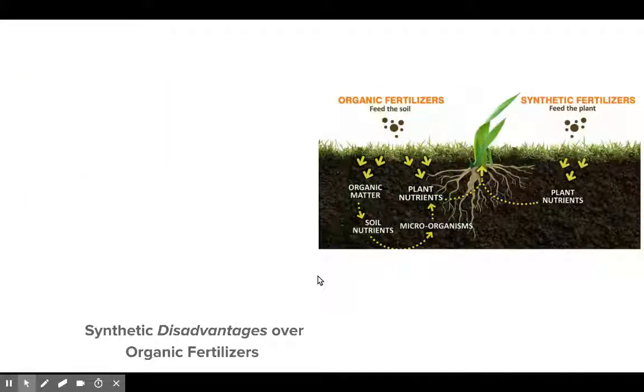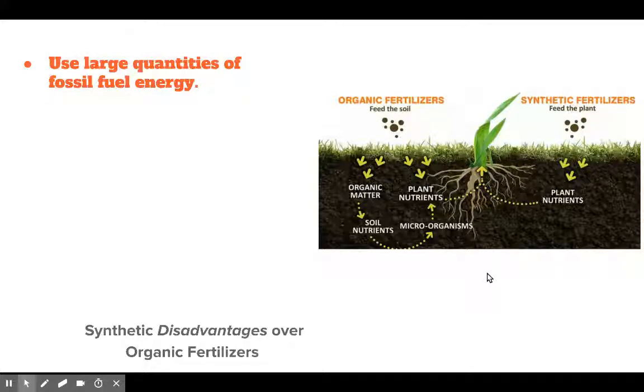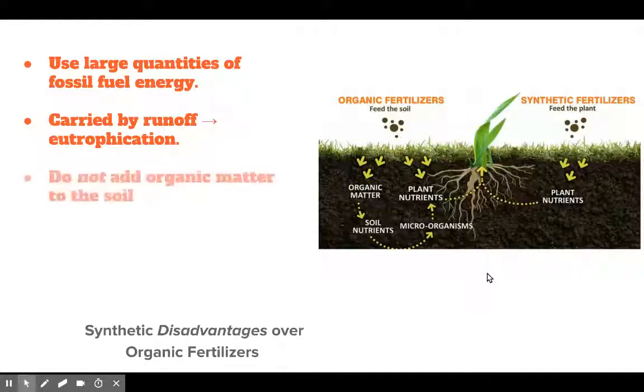But again, there are some disadvantages, and I think this diagram does a great job. Synthetic fertilizers, just think, they feed the plant. They're more worried about the plant, whereas organic fertilizers are feeding the soil. It's a very healthy soil. Remember, when you have a healthy soil, you have healthy plants as well. As we mentioned, they do use lots of energy. Eutrophication is a result we've talked about a couple chapters now, and unfortunately they do not add any organic matter to the soil. Remember that organic matter allows for cation exchange, the potassium that'll be exchanged between the roots and the soil, and even water retention.